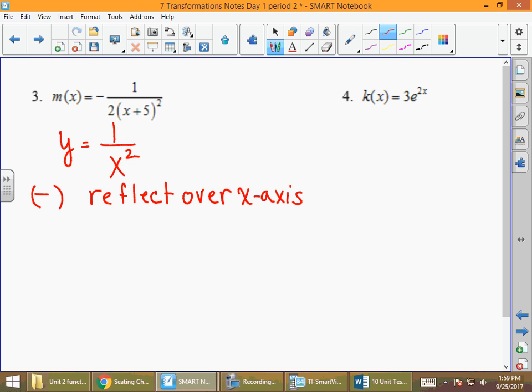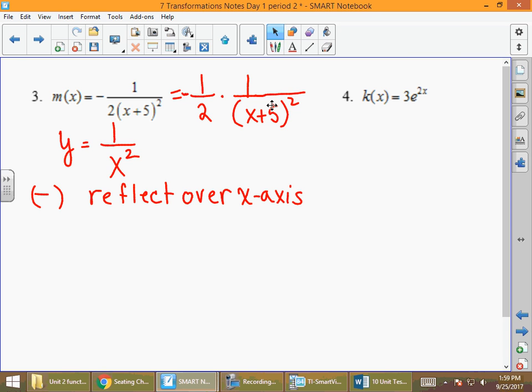The next value, I think, is a little bit harder to see. But we have the 2 that's in the denominator of the fraction. And oftentimes what I like to do is I like to write it as a negative 1/2 times 1 over x plus 5 squared. But I found this morning, and I shouldn't have done it, that that was a little bit confusing for people.